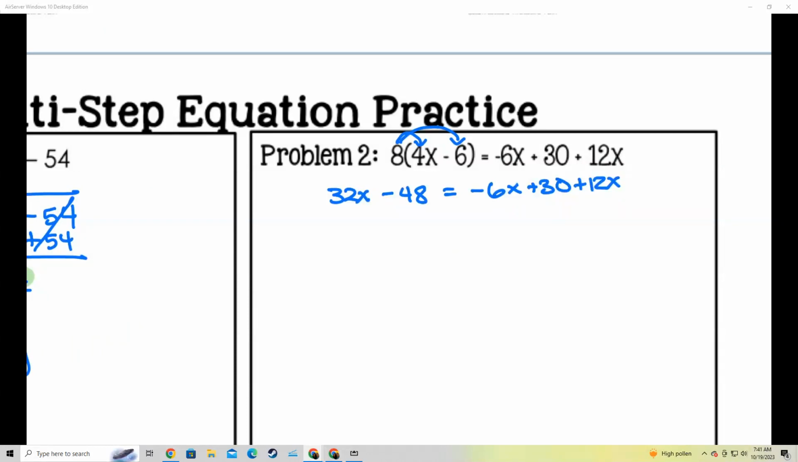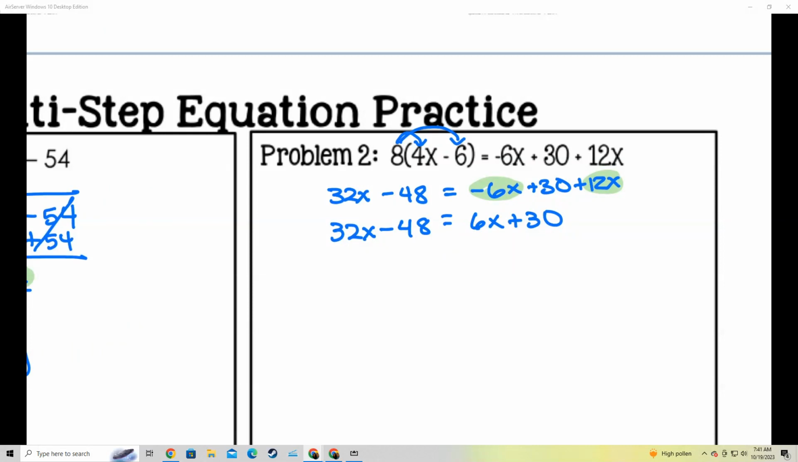Notice that on this side, I can combine these terms because they're the exact same thing. I have -6x with a positive 12x. I can just add those two together. And so I get 32x minus 48 is equal to 6x plus 30. Now that I have it like this, I'm going to swing all my x's over to one side. Okay, get the x's on one side.